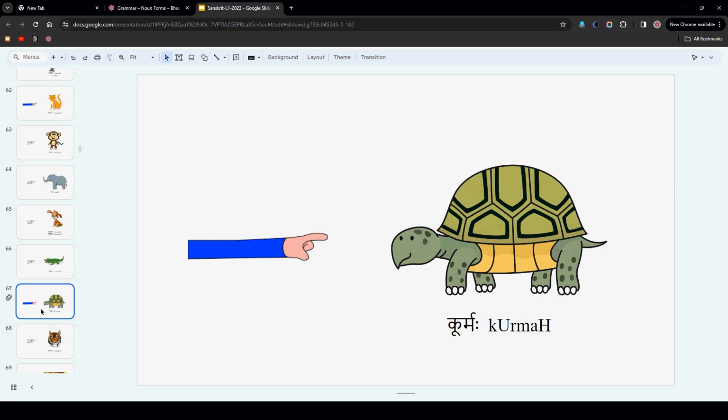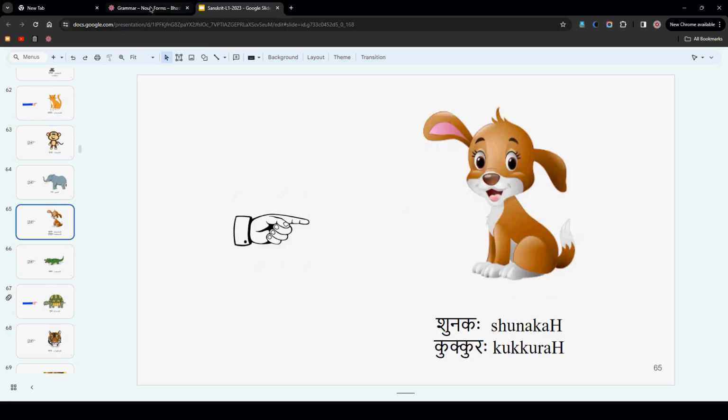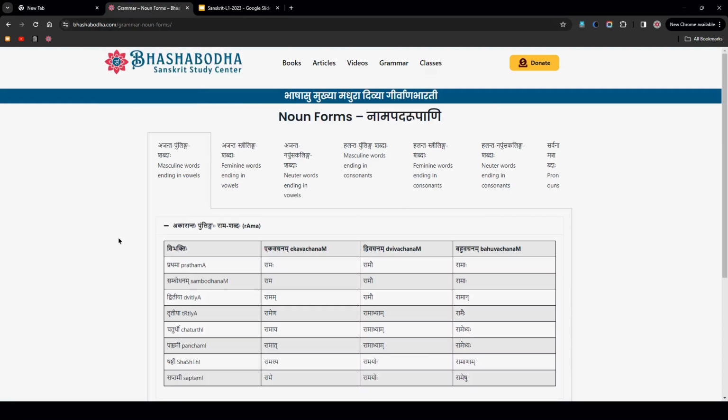May I ask? Yes, please. In the dictionaries usually the form is used without the h, like suta. It's not taken in the dictionary as sutah, but as suta or gaja and not gajah. So why is it mandatory to just use gajah? What is the form? Yeah, yeah. So that goes back to the noun forms here.